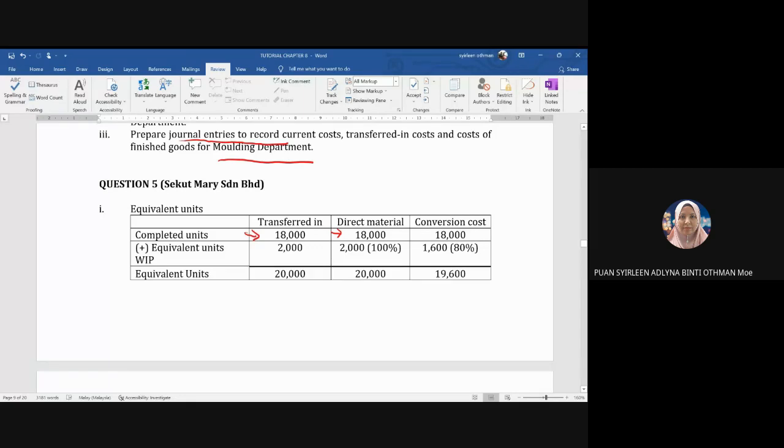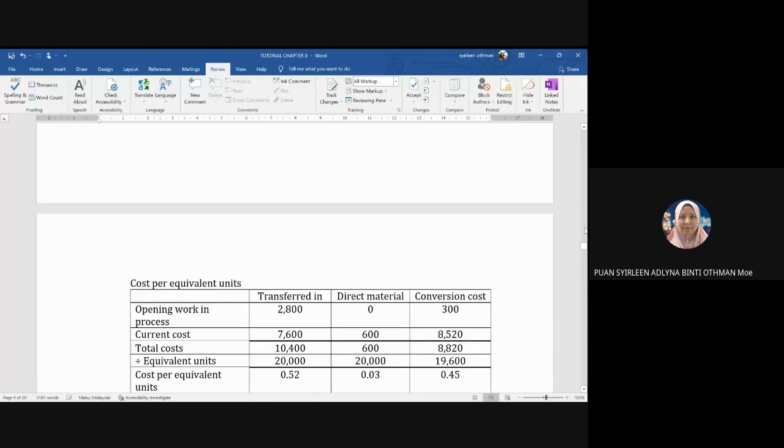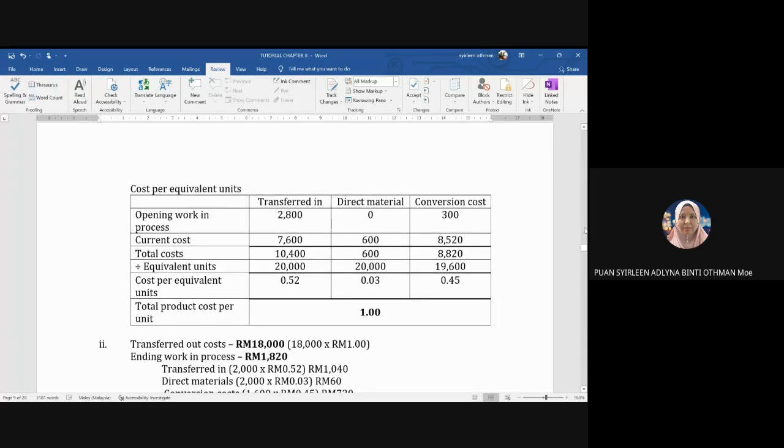Okay, alright. So, untuk costing, okay, so costing is 52 sen for transfer in, 3 cents for direct material sebab dia ada balance tadi. Okay, and then conversion cost is 45 cents. So satu produk costing dia ialah RM1. Okay, so transferred out, that means completed tadi. So your completed unit tadi kita kira ialah 18,000. So 18,000 darab RM1, dapatlah RM18,000.